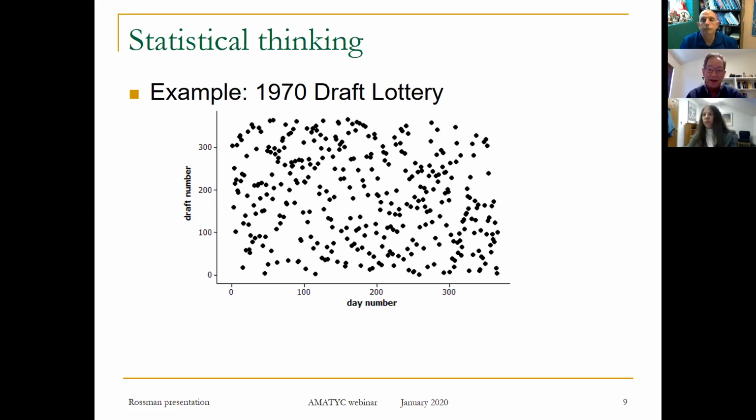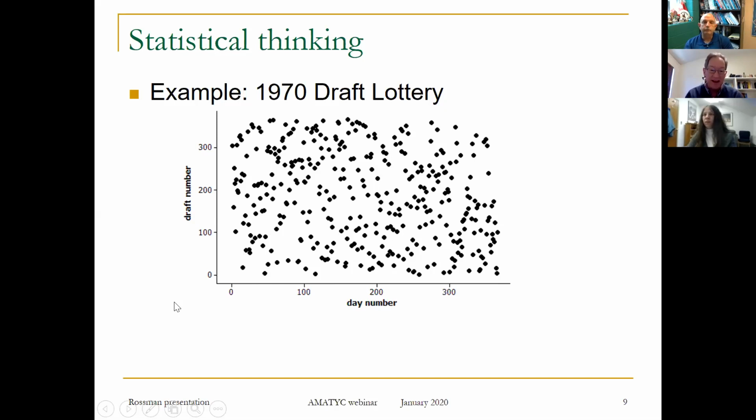So what are we looking at here? Here's a graph, a scatter plot, with the day number of the year on the x-axis. That simply means January 1st is day 1, January 2nd is day 2, and so on through December 31st, which is day 366. On the y-axis is the draft number assigned to that date.